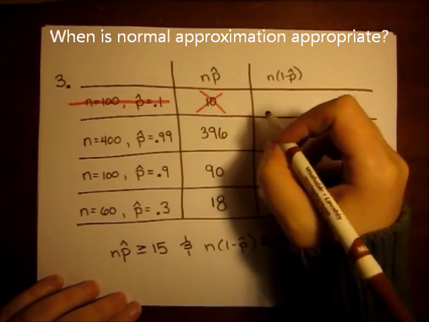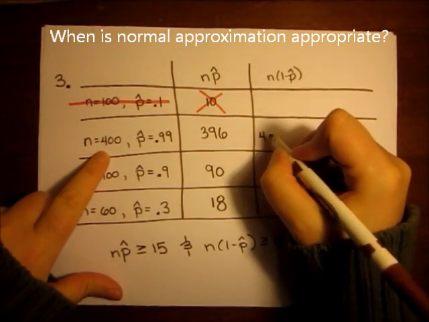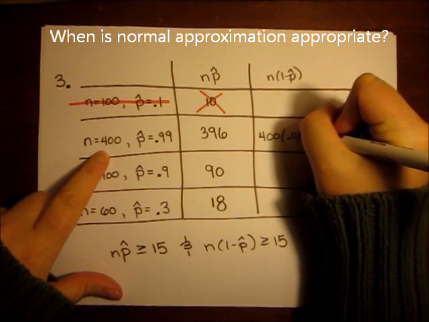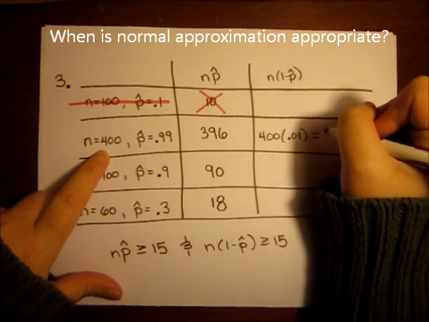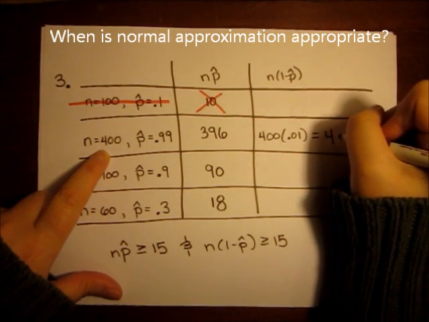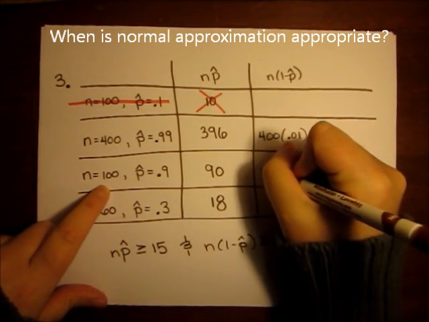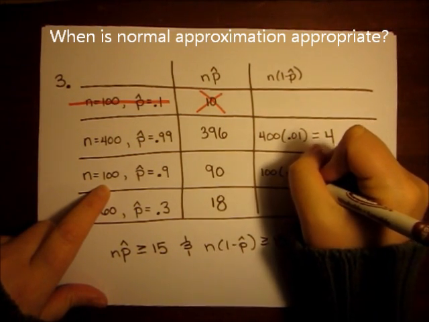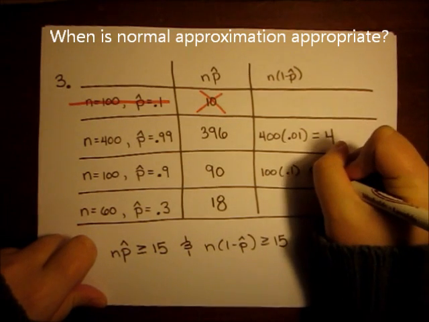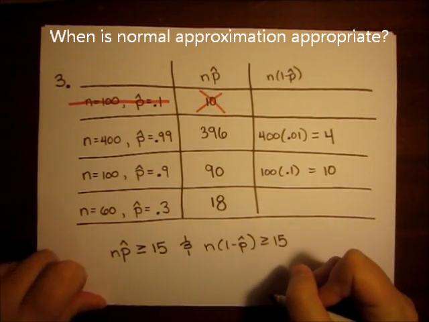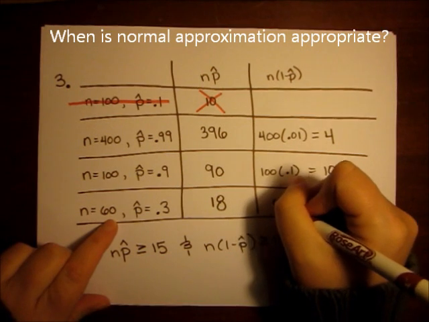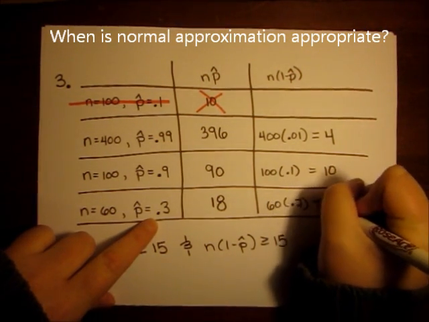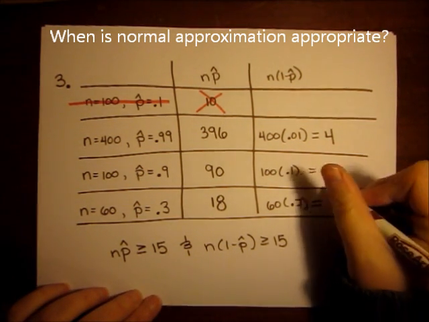Okay, so for the 400 and 0.99, 400 times 1 minus p hat is 400 times 0.01. If I multiply those together, I get 4. Okay, the second remaining case, I do 100 times 1 minus 0.9, or 0.1, which is 10. And the third remaining option is 60 times 1 minus p hat, which is 0.7, and 60 times 0.7 is 42.